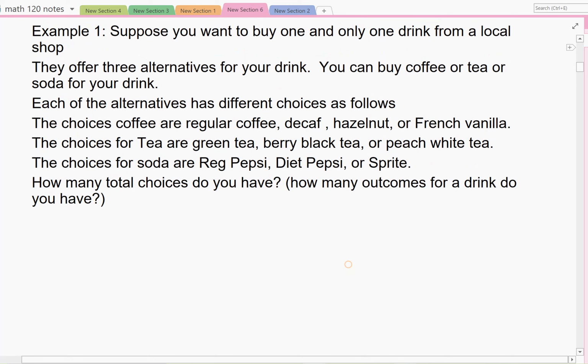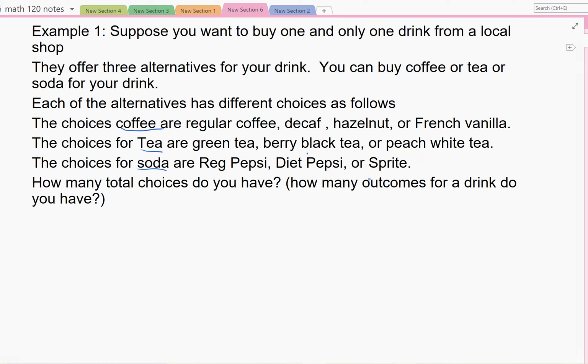Each of your alternatives has different choices. So the alternatives are coffee, tea, and soda. In the coffee choice, you can buy a regular coffee, a decaf, hazelnut, or French vanilla. So there are four choices for coffee. Or if I pick a tea, there are green tea, blackberry tea, peach white tea, so three different teas. If I pick a soda, this particular store has regular Pepsi, Diet Pepsi, or Sprite. How many total choices do you have? How many outcomes for a drink do you have?